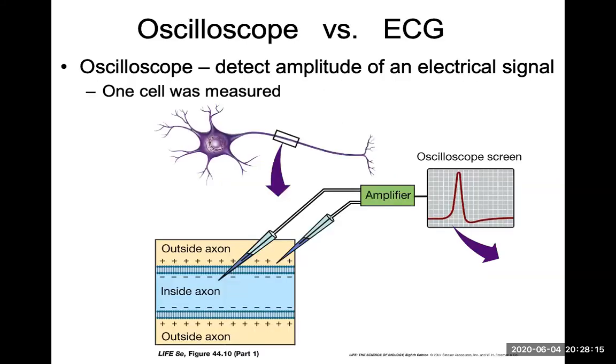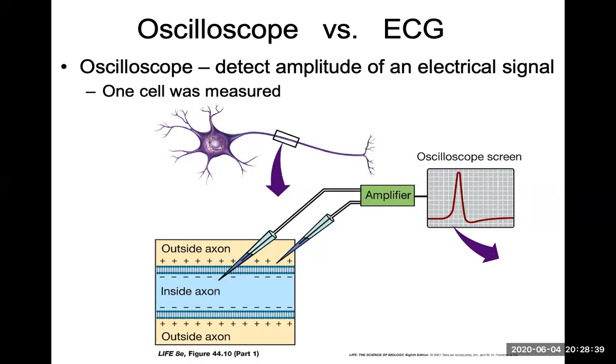We're first going to start by talking about an oscilloscope versus an ECG. The cardiac cycle refers to all of the events that happen within a single heartbeat of the heart. So it refers to all of the electrical events and the physiological events. And we're first going to talk a little bit about the electrical events in the cardiac cycle.